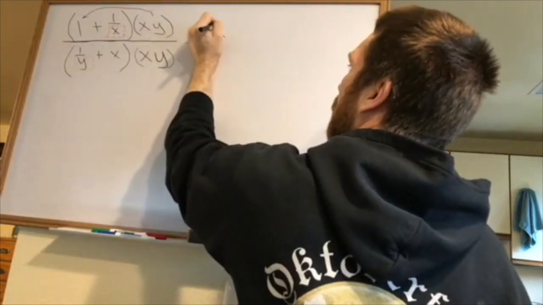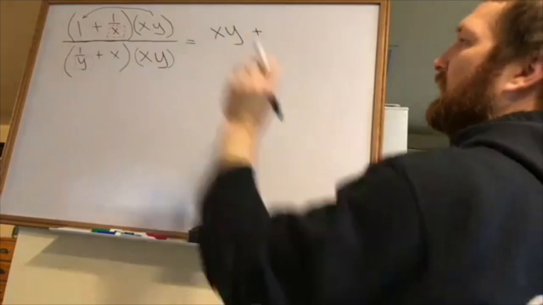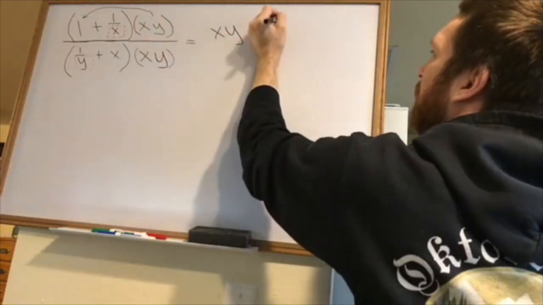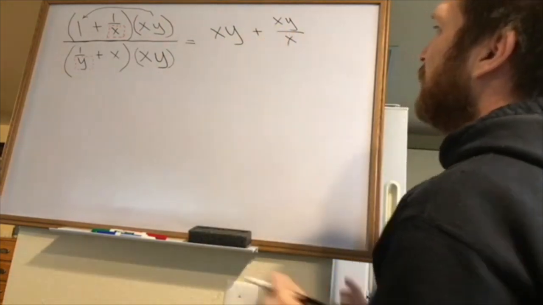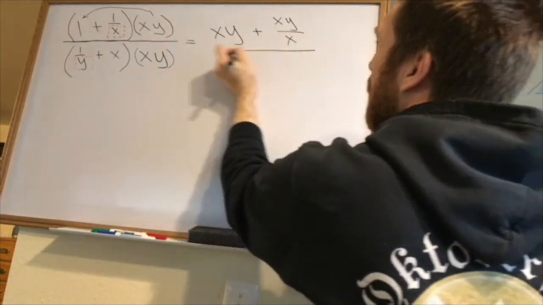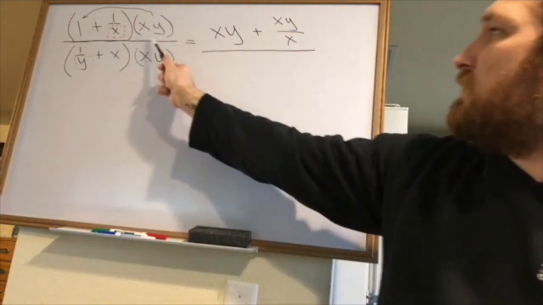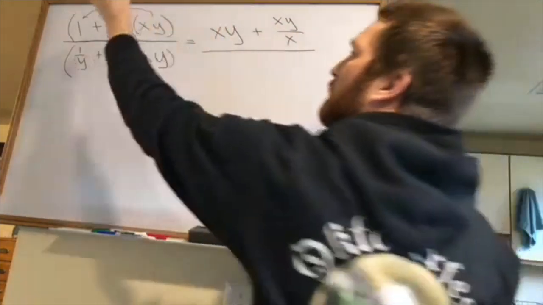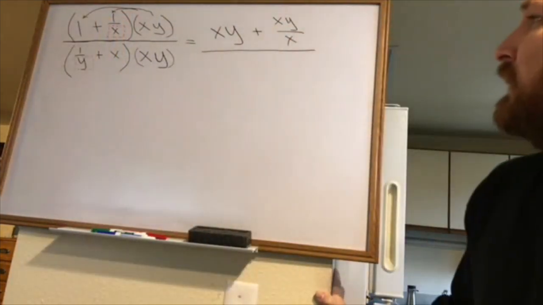That's just X times Y. Plus, okay, the X times Y ends up in the numerator like that, and I have an X left over like that. Okay, so did I do that right? Did I distribute that XY into each one of these terms correctly? Yeah, I think I did.